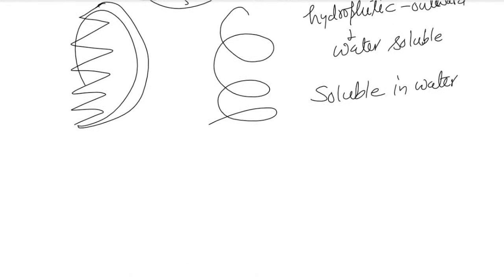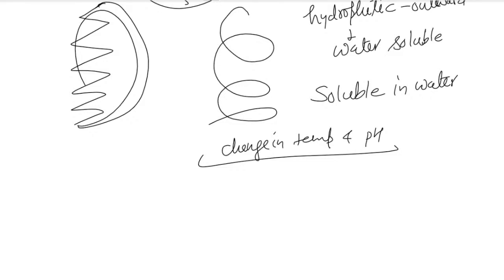In this case, stability is somewhat less, and that's why they are very sensitive to change in temperature and pH as compared to fibrous proteins. That means fibrous proteins are more stable than globular proteins. This class of proteins includes all enzymes. All the enzymes are globular, keep in mind, and most of the hormones.